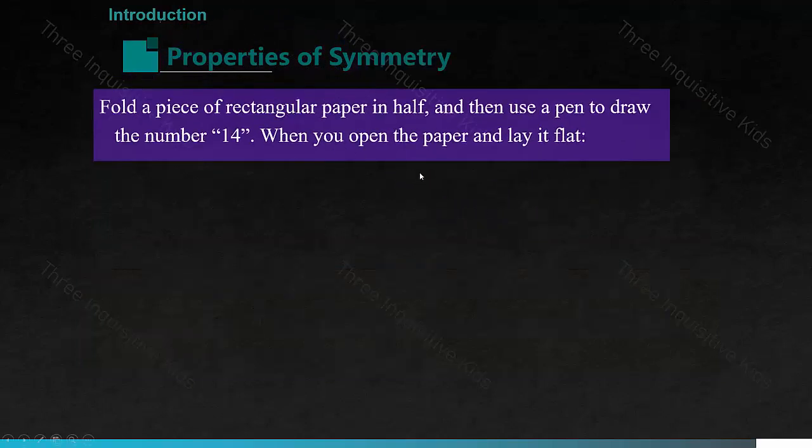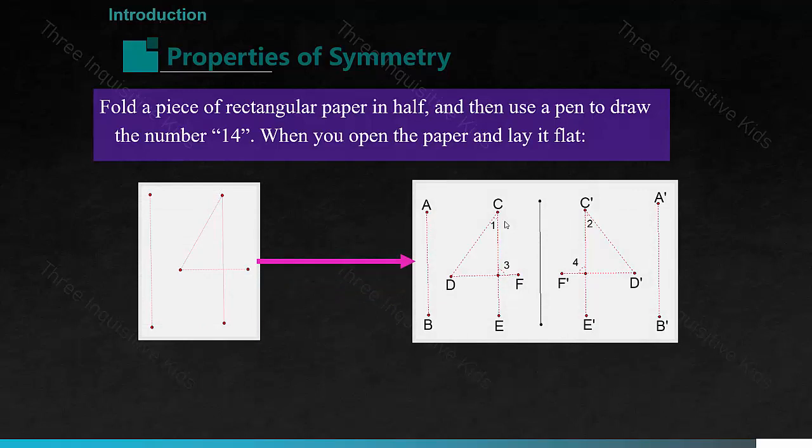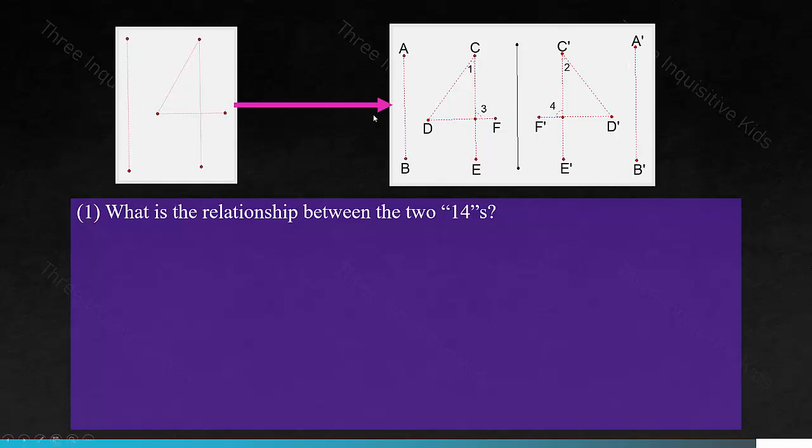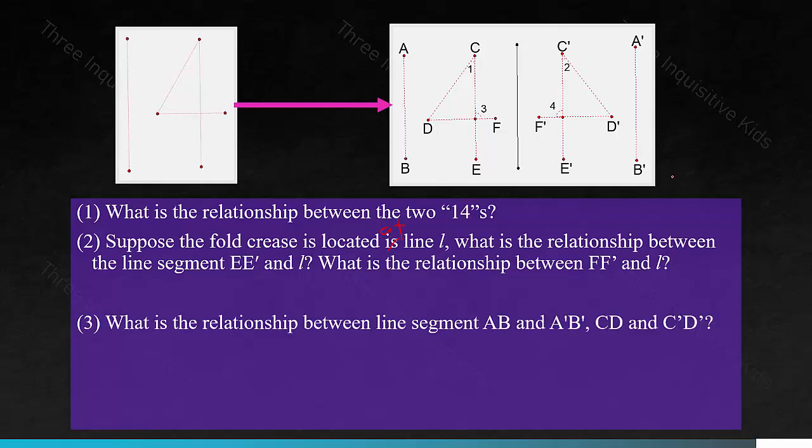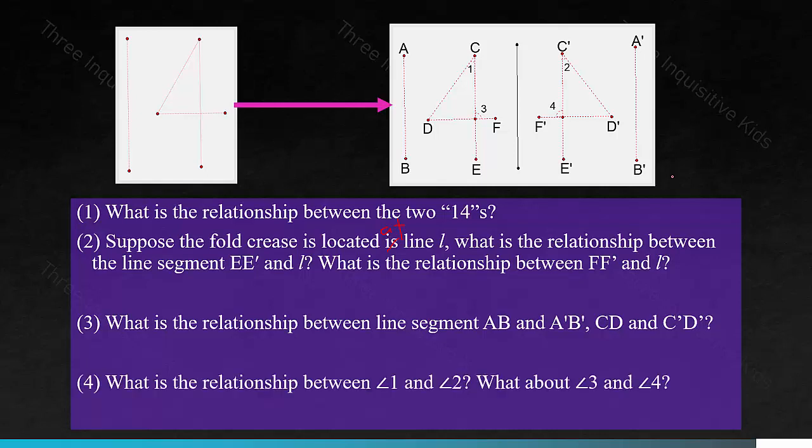Fold a piece of rectangular paper in half and then use a pen to draw the number 14. When you open the paper and lay it flat, you should result in this. So what is the relationship between the two 14s? Suppose a fold crease is located at line L. What is the relationship between the line segment E, E prime, and L? What is the relationship between F, F prime, and L? And what is the relationship between line segment AB and A prime, B prime, CD, and C prime, D prime? And the final question, what is the relationship between angle 1 and angle 2? What about angles 3 and 4?